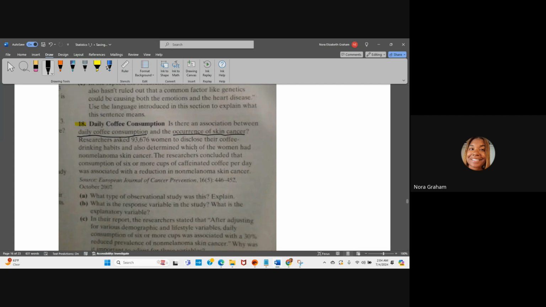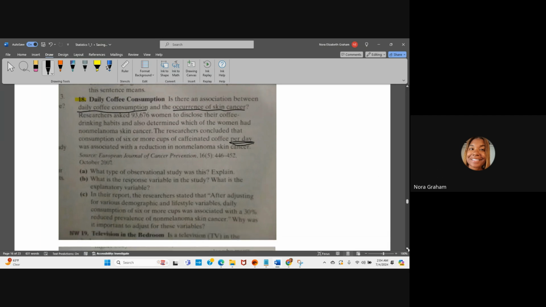Drinking habits and also determine which one of the women had non-melanoma skin cancer. The research concluded that consumption of 6 or more cups of caffeine per day, again, this is a time. So whenever they give you a time, you want to be considerate with it and underline it. So you consider if it's a long time or short time or so forth, was associated with a reduction in non-melanoma skin cancer. All right. So let's go ahead and answer the questions that they are asking us.